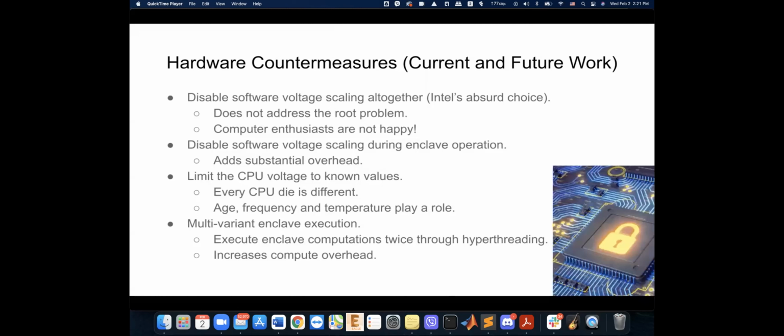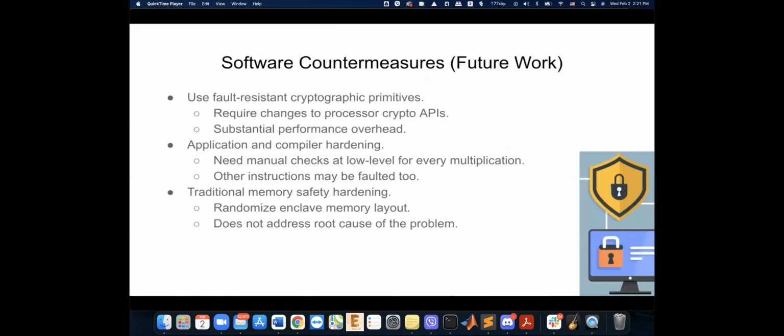Now, moving on to the software countermeasures proposed in the paper. The first one of them is the use of fault-resistant cryptographic primitives, which require changes to the processor crypto APIs, and this again leads to substantial performance overhead. The next is application and compiler hardening. This needs manual checks at low level for every multiplication. However, the authors state that there are other high-latency instructions also which may be faulted.